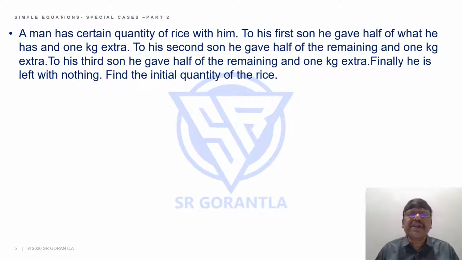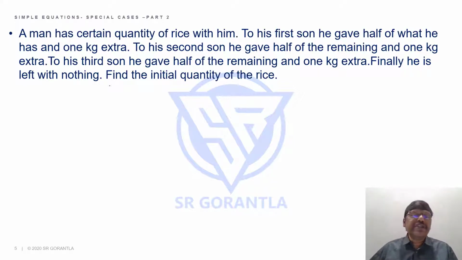A man has a certain quantity of rice with him. To his first son, he gave half of what he has and 1 kilogram extra. To his second son, he gave half of the remaining and 1 kilogram extra. To his third son, he gave half the remaining and 1 kilogram extra. Finally, he is left with nothing. Find the initial quantity of the rice.